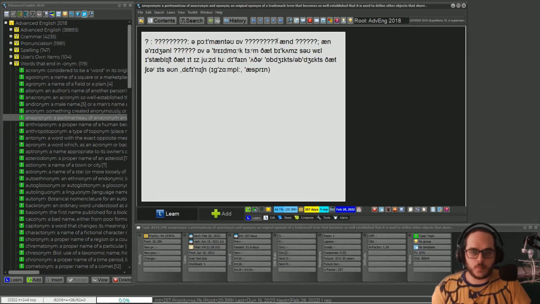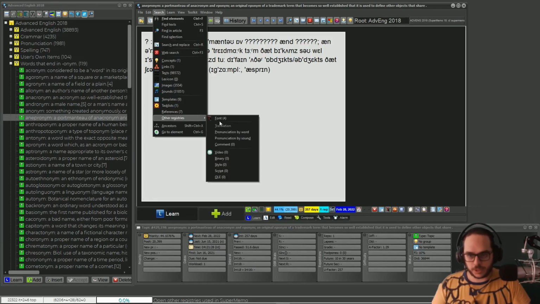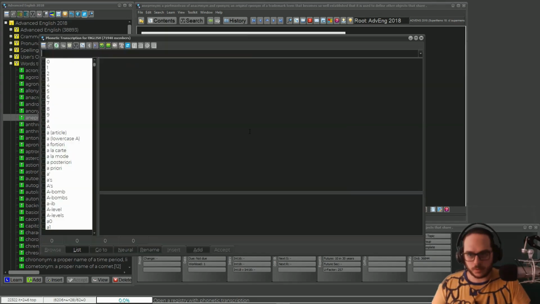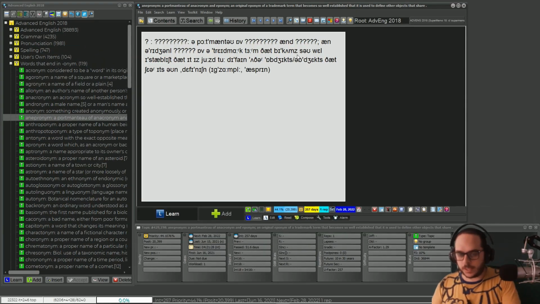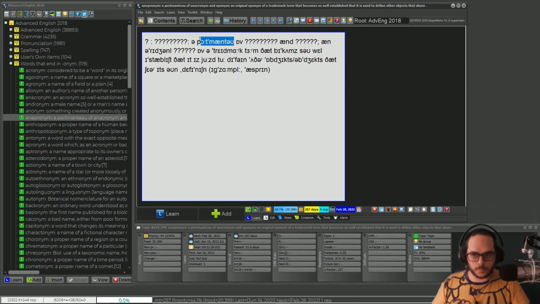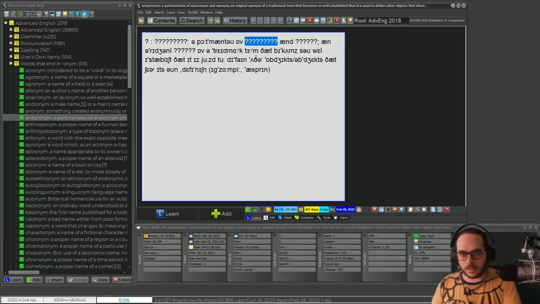But here you have question marks. Question marks are usually when the expression is not found, which means that it's not on your registry. Or the registry is here, pronunciation by word. Here it is. So let's say now, let me pay attention to the word. Portmanteau. Here it is. This word doesn't exist. Let's check that.